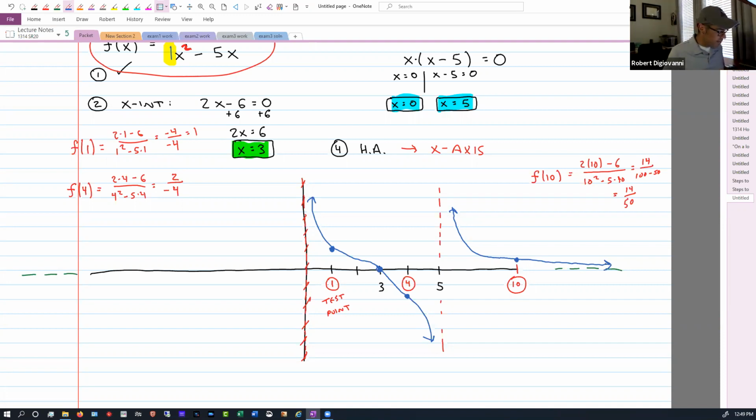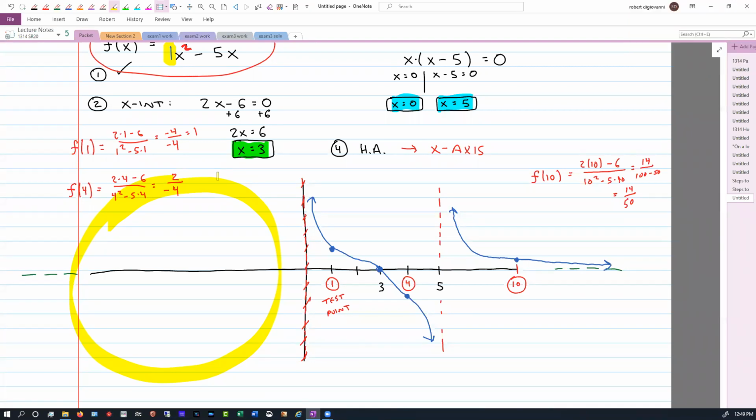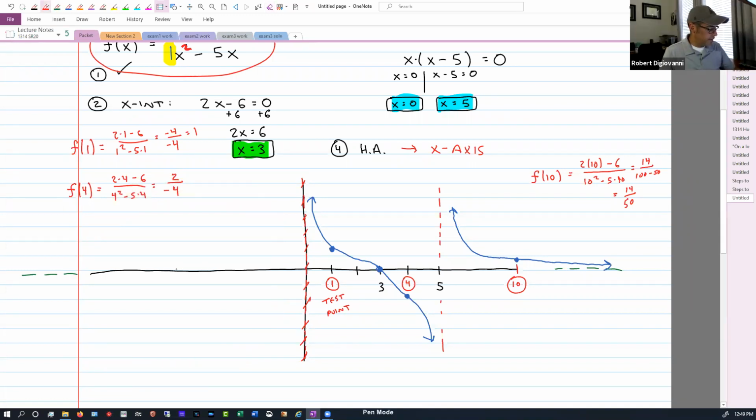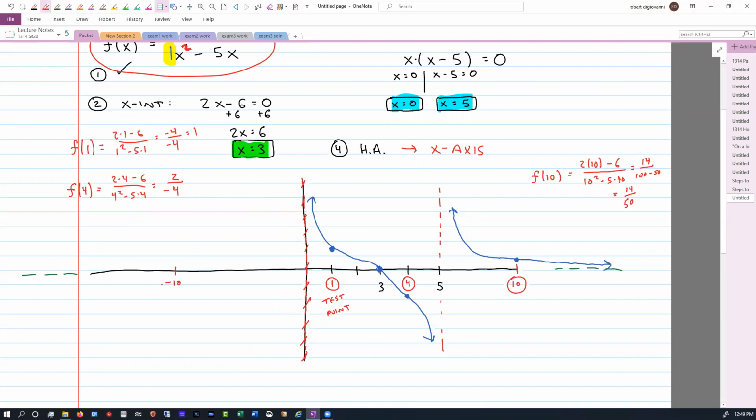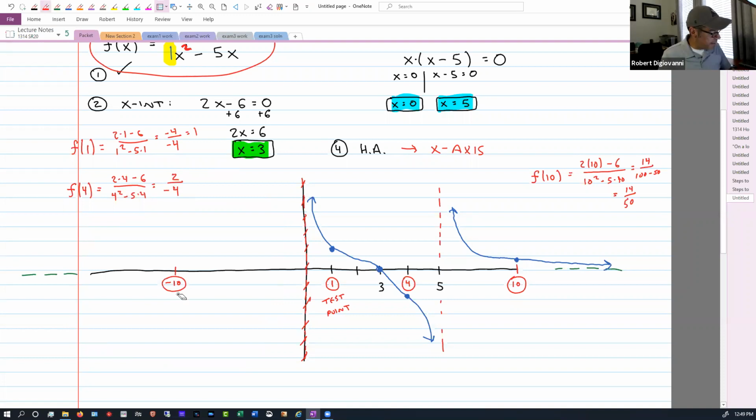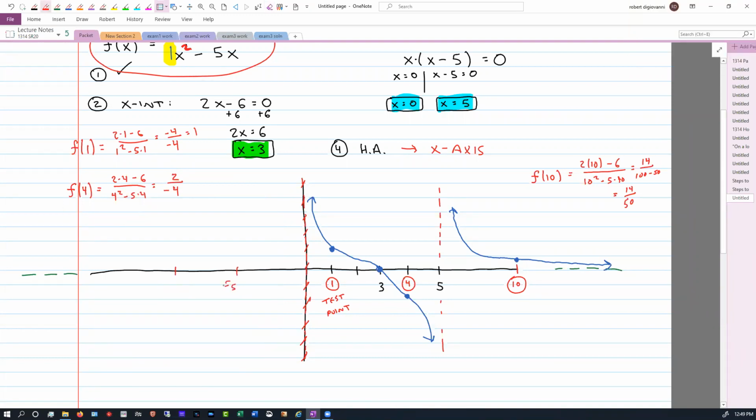What do I say? What's going on over there? So what do you think I'm going to need to do? You're not going to like it, but I could do another test point. Plug in a negative 5. Yeah, let's go with -5. So another test point, -5, and plug it in. So I'll do it over here.